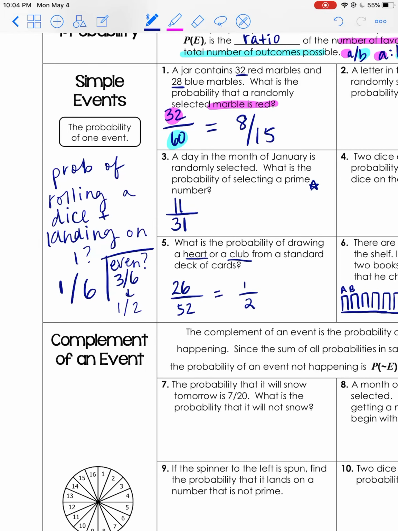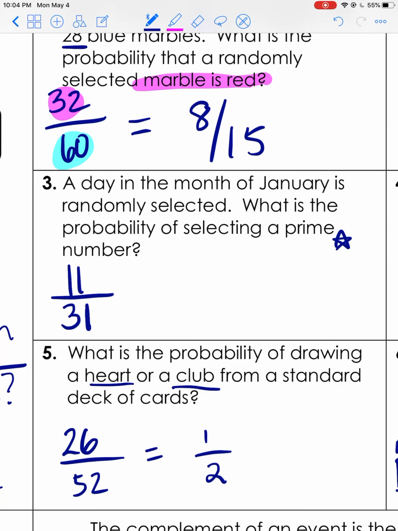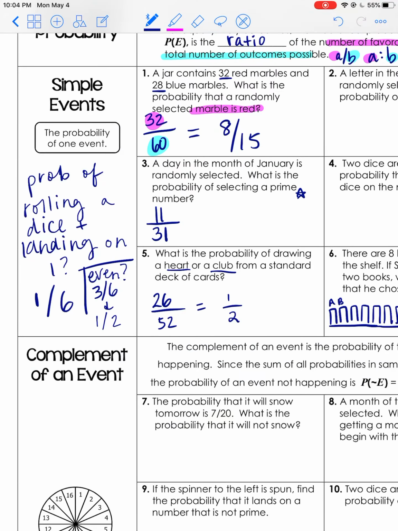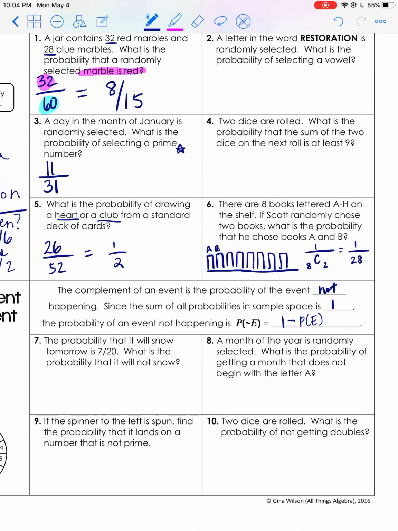If I say, let's look at number 3 here. A day in the month of January is randomly selected. What is the probability of selecting any day in the month of January? Well, it's 31 out of 31, which is 1, right? So that's what it means when it says the sum of all probabilities in a sample space is 1.